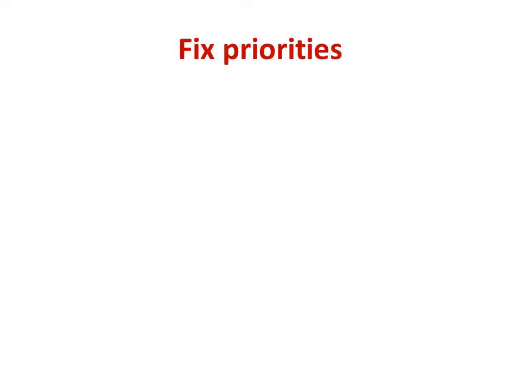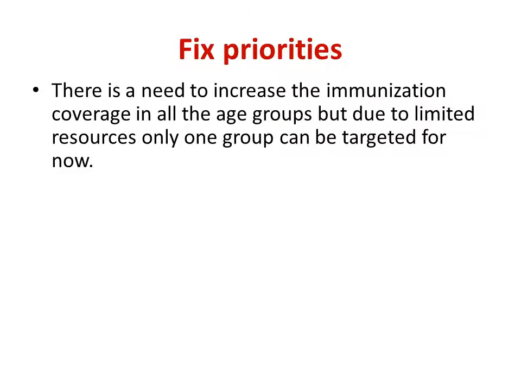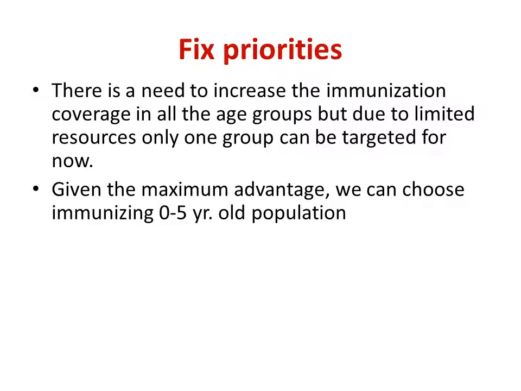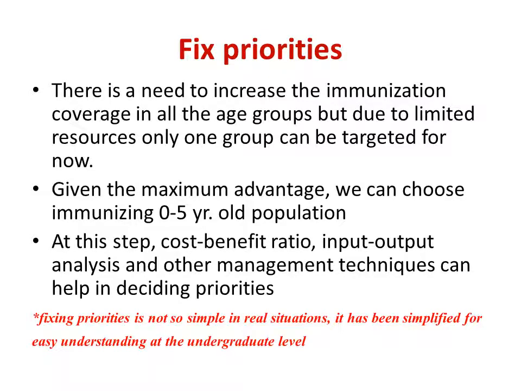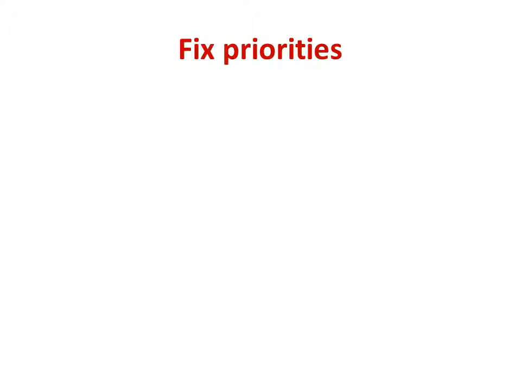So we have seen that as we cannot target all the groups, we decide on the 0 to 5-year-old population for maximum advantage. For fixing priorities, cost benefit ratios, input output analysis and many other management techniques are there which can immensely help in deciding the priorities. We have prioritized the 0 to 5-year-old age group for increasing immunization coverage.